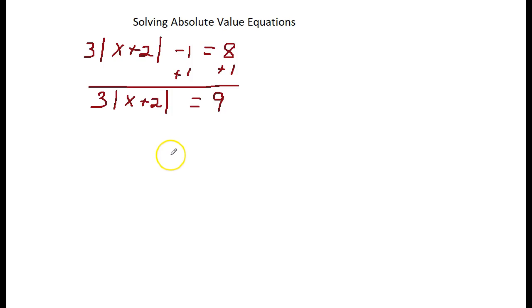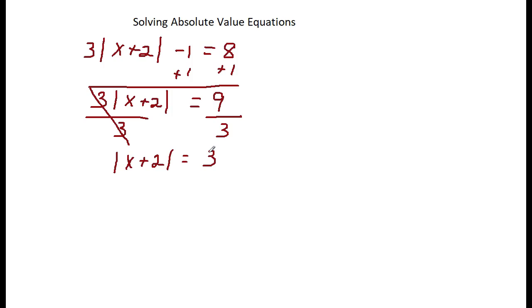Now, the next thing I have to do is get rid of the 3. I cannot distribute the 3 because these are absolute value, not parentheses. I have to divide by 3. Okay? All it does on the left is it cancels out the 3 that's in front of the absolute value. And so I have absolute value of x plus 2 equals 9 divided by 3 is 3.